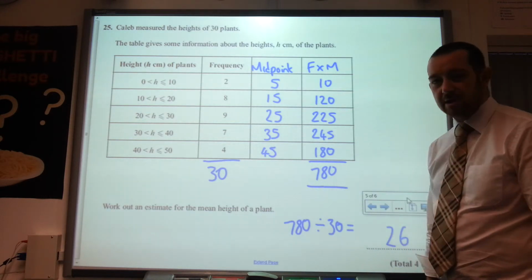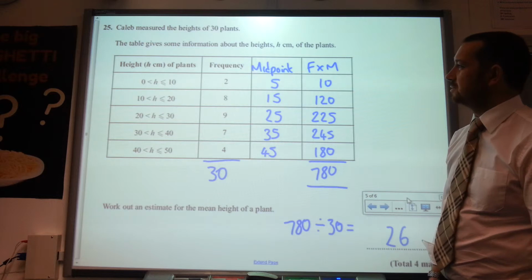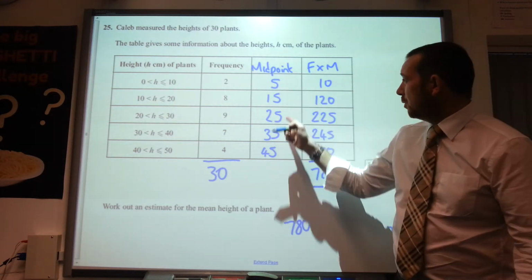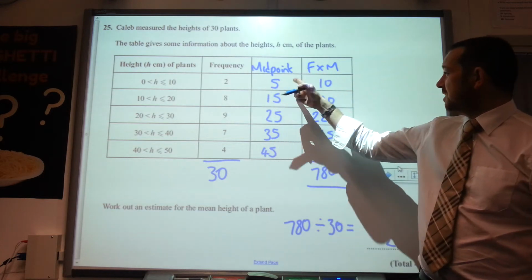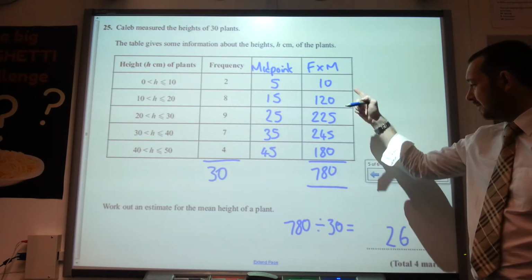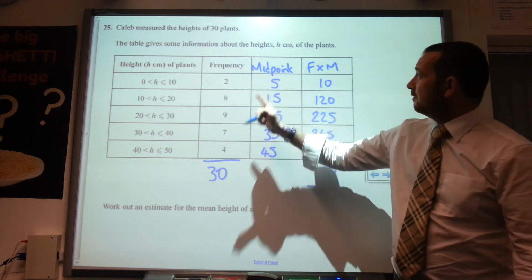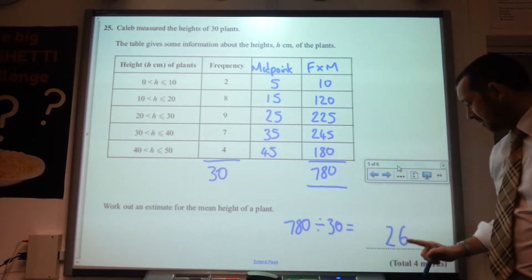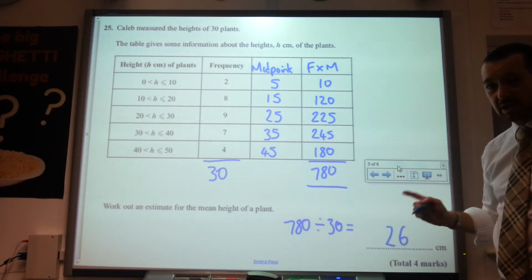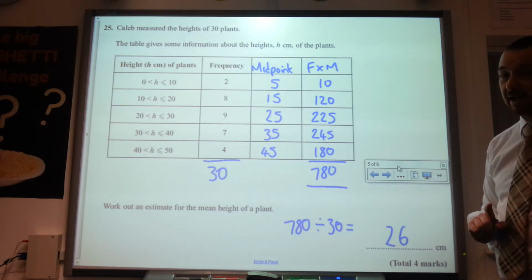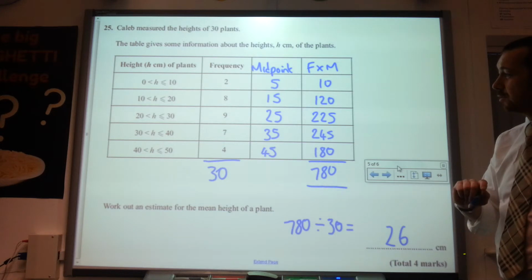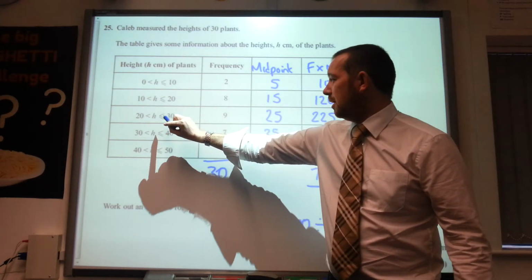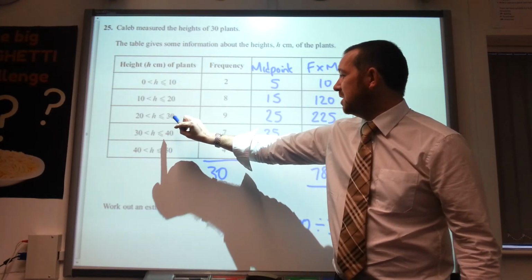and check everything else. So here's the first one that you did. So I have my midpoint, then I've got my frequency times midpoint. Hopefully you've got that. Added those up to get to 780. Frequency, I already knew it was 30 anyway. So 780 divided by 30 should give me 26 for 4 marks. Okay. If you did find the modal group, I think the modal group here would be between 20 and 30 centimetres, because that's the highest frequency.